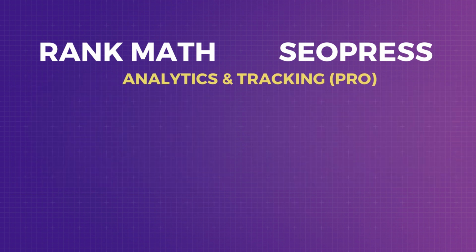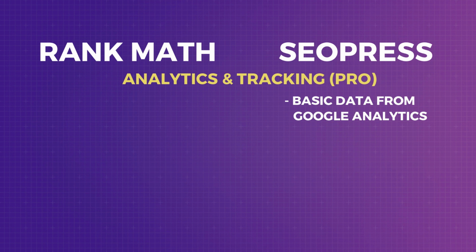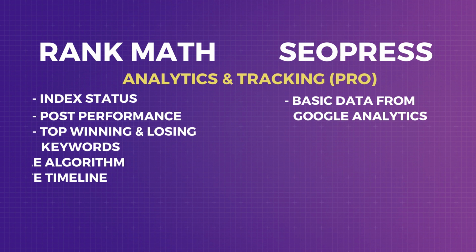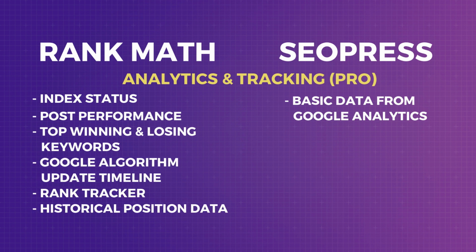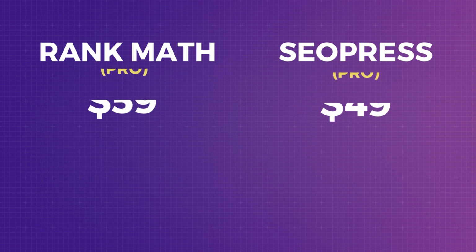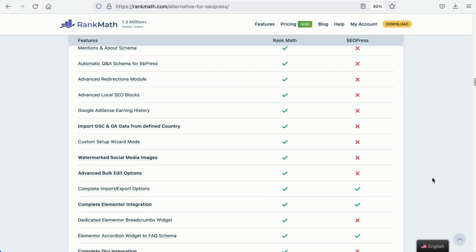In terms of the analytics and tracking module, the SEOPress Pro only shows basic data from Google Analytics, whereas RankMath has a whole lot of features such as the Google Algorithm Update Timeline, Keyword Rank Tracker, historical position data, and more. So with just an additional $10 for RankMath Pro, you get a lot more value. That's just my opinion, being somebody who has used all the popular SEO plugins extensively. That's also probably the reason why I joined RankMath in the first place, because I know they are the best.